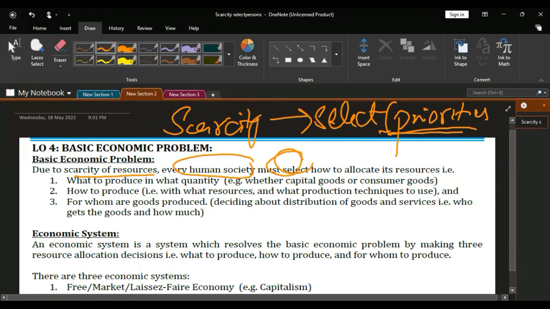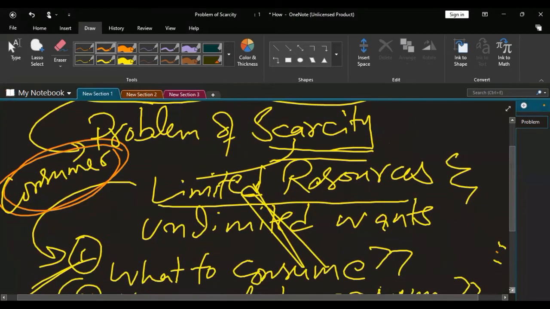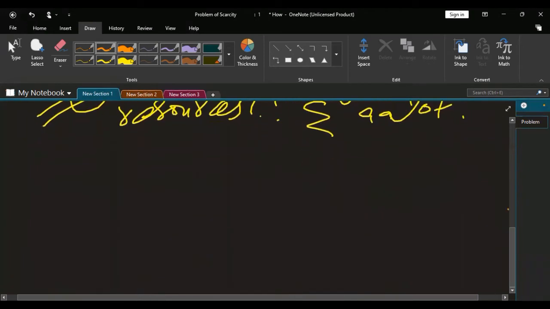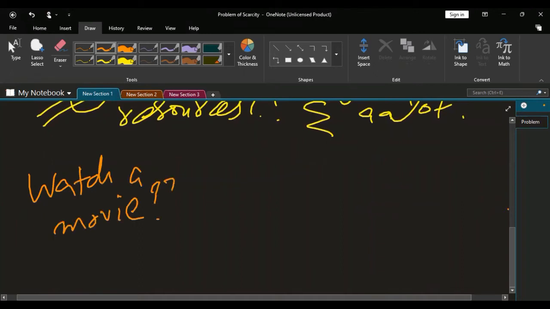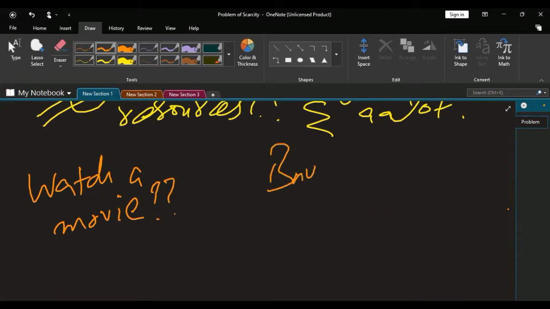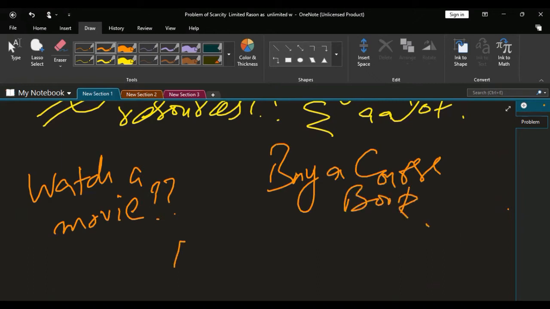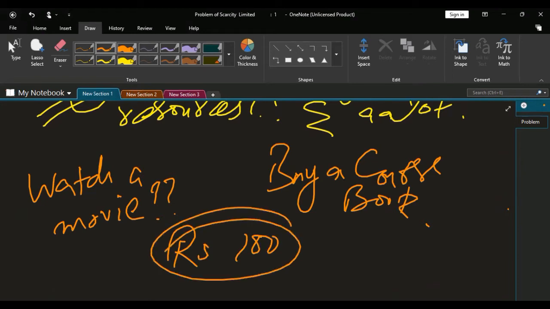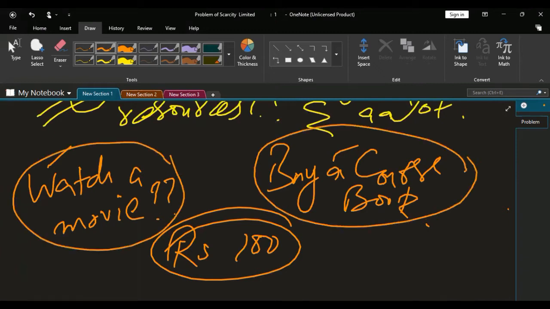Means you want to watch a movie or buy a course book, and you have only rupees 100. You can only do one of the activities, either watch a movie or buy a book. Then here you have to utilize your thinking power and your ability to utilize resources, whether watching a movie is important to you or buying a course book is important to you.